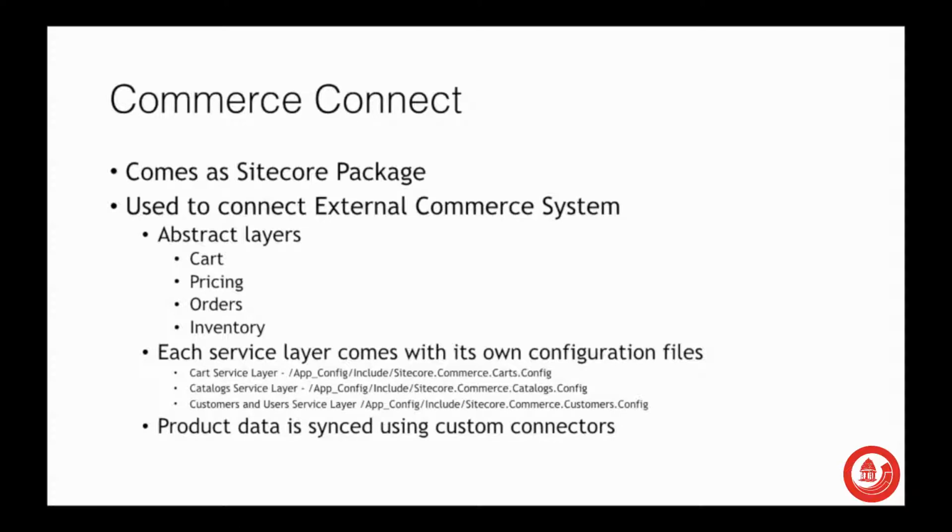If you go into app config, once you have the Commerce Connect package installed, and then you go into the app config, include, sitecore.commerce.cards.config file, you will see that there is a list of pipelines, and then each pipeline will have some processors and then additional configuration related to cards functionality. Similarly, for catalog service layer, customers and research service layer, and then there are many more files under the app config folder.